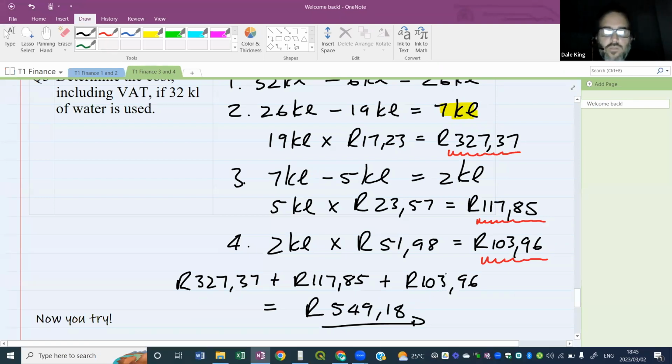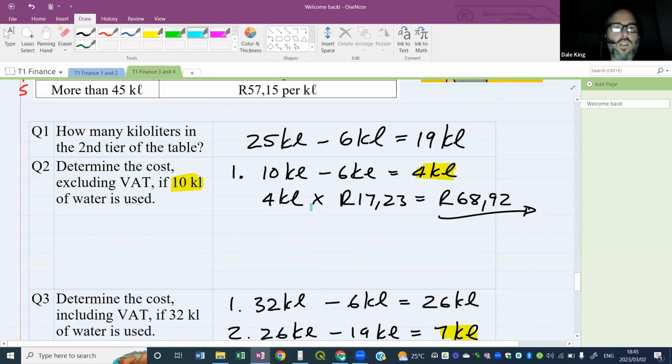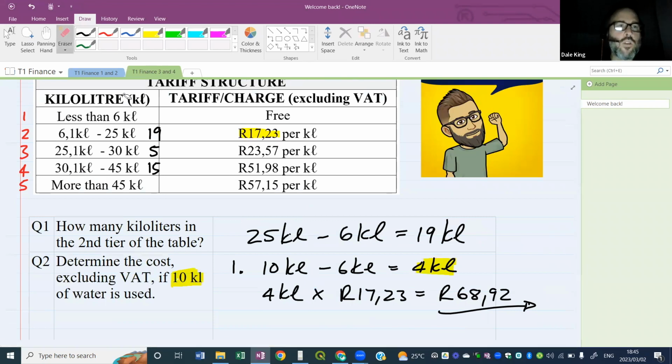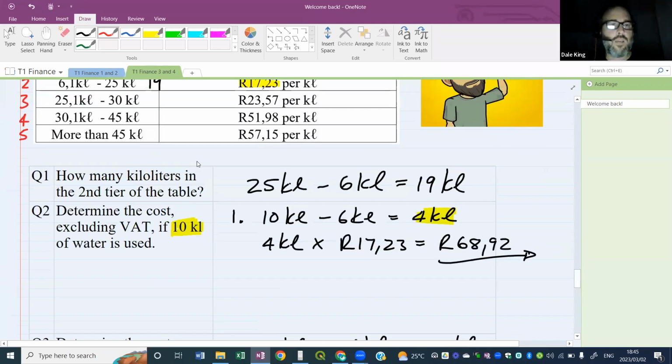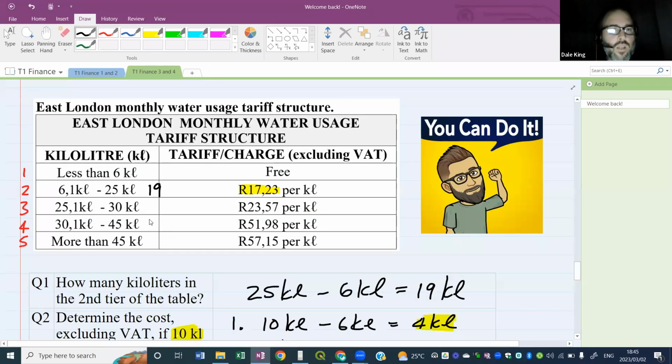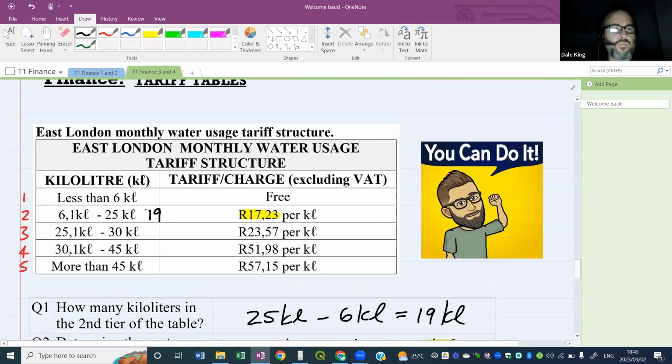Where is this 5? The 5 kiloliters. So I think yes, you're talking about this 5 kiloliters here. Good question. I don't know if you remember, but the first question said, how many kiloliters are there in the second tier? There's a reason why they do that, because you actually might work through the whole tier if you have a lot of water. So you need to know there's 19 kiloliters in that tier. And I said, it's actually a good idea to know exactly how much water is in each tier. So I did a quick calculation to work out how much water is there in this third tier, and that works out to be 5 kiloliters.